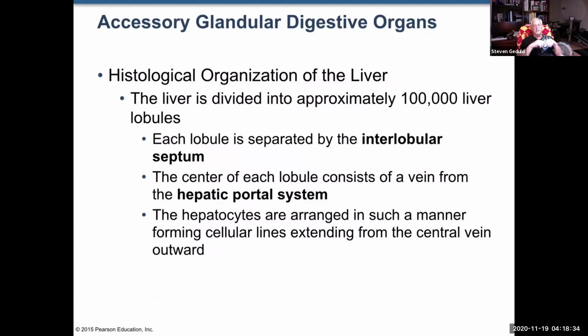The liver is divided into approximately 100,000 little lobules. Each lobule is separated by an interlobular septum. That means a division. The center of each lobule consists of a vein from the hepatic portal system. That's your filtering system right there in the liver. That's how the blood gets through. Hepatocytes, which are your liver cells, are arranged in cellular lines that extend from the central vein. So they surround the central vein, and everything's dumped into it after it goes through those cells.